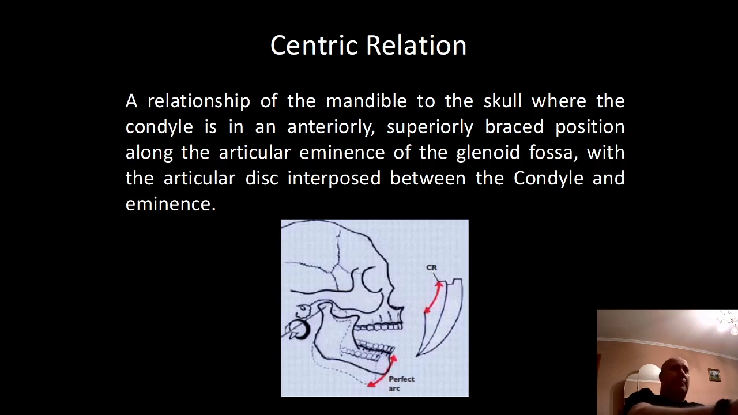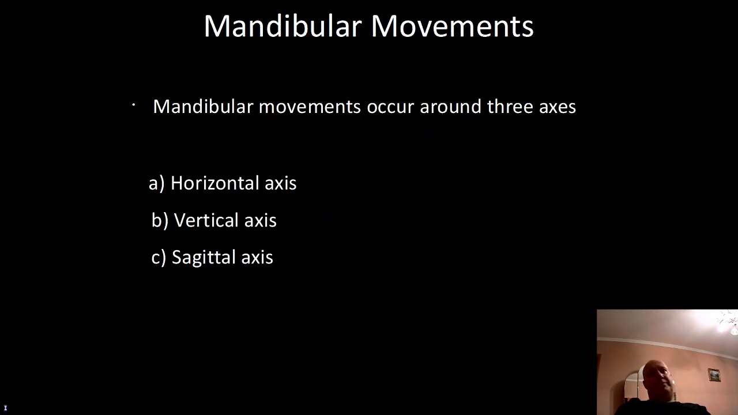Centric relation. This is a relationship of the mandible to the skull, where the condyle is in an anteriorly, superiorly braced position along the articular eminence of the glenoid fossa, with the articular disc interposed between the condyle and eminence. You can fix it during the X-ray procedure.